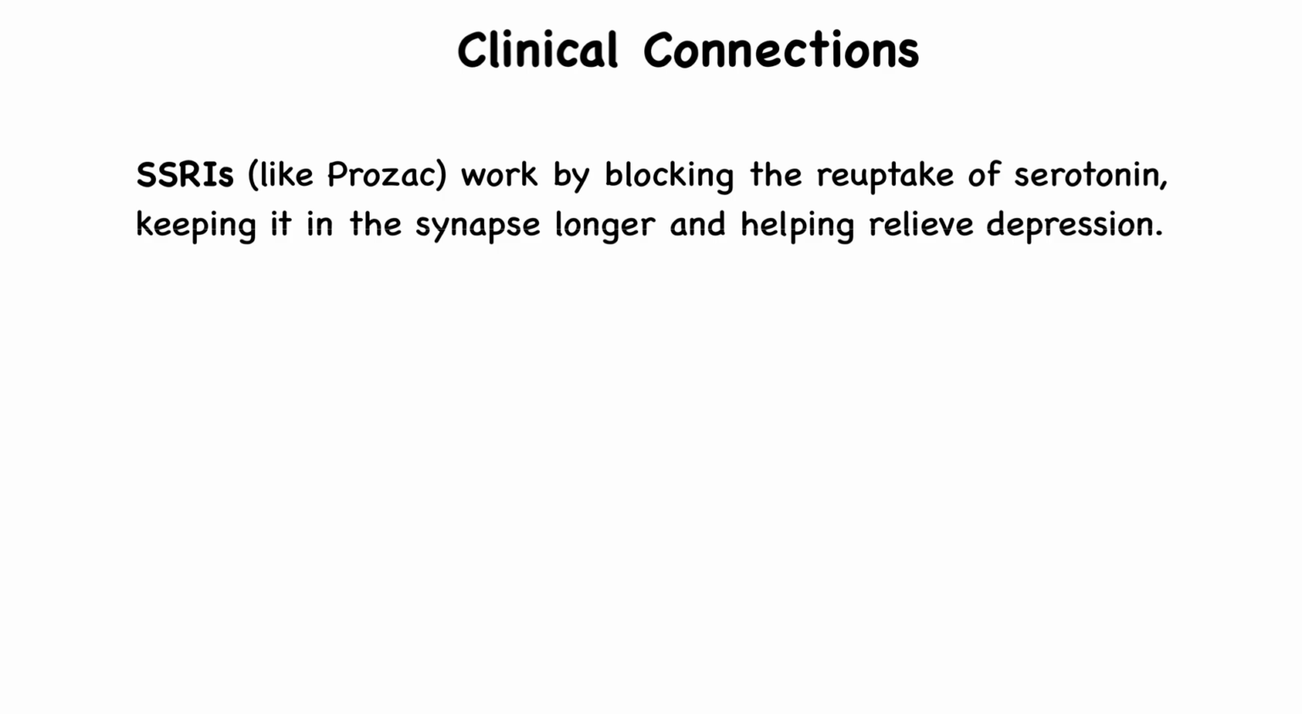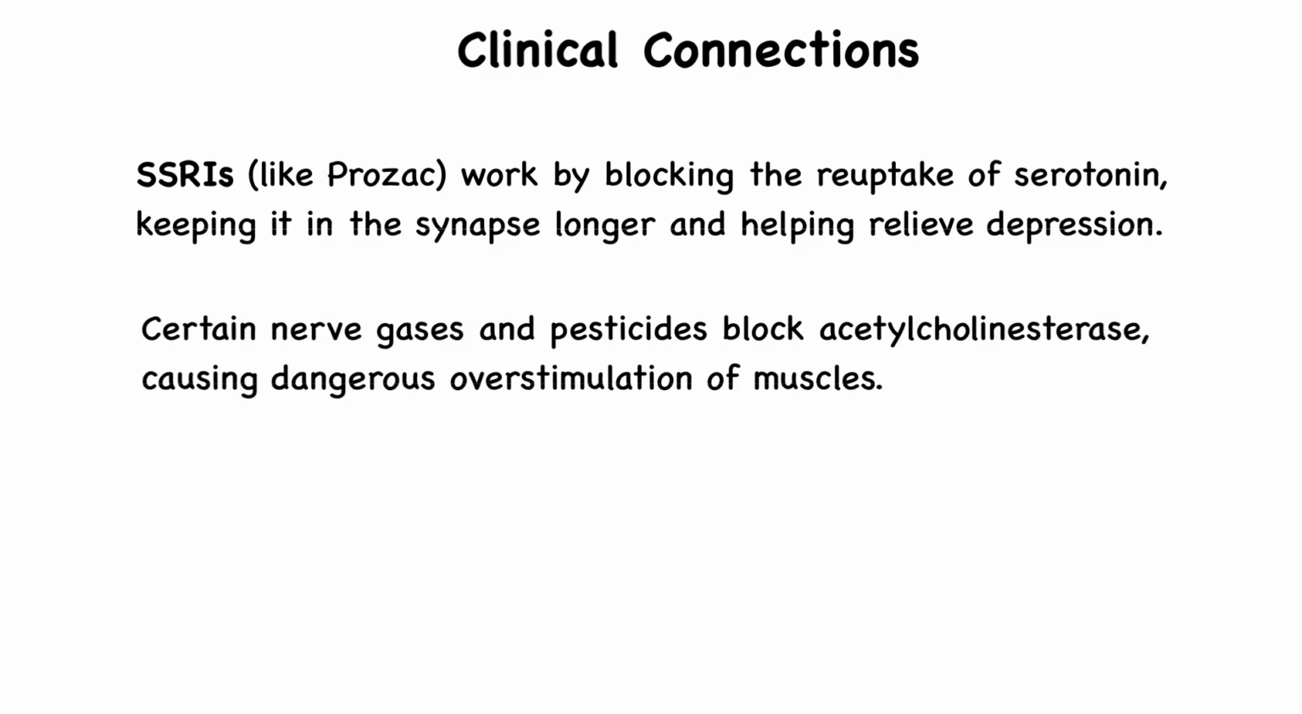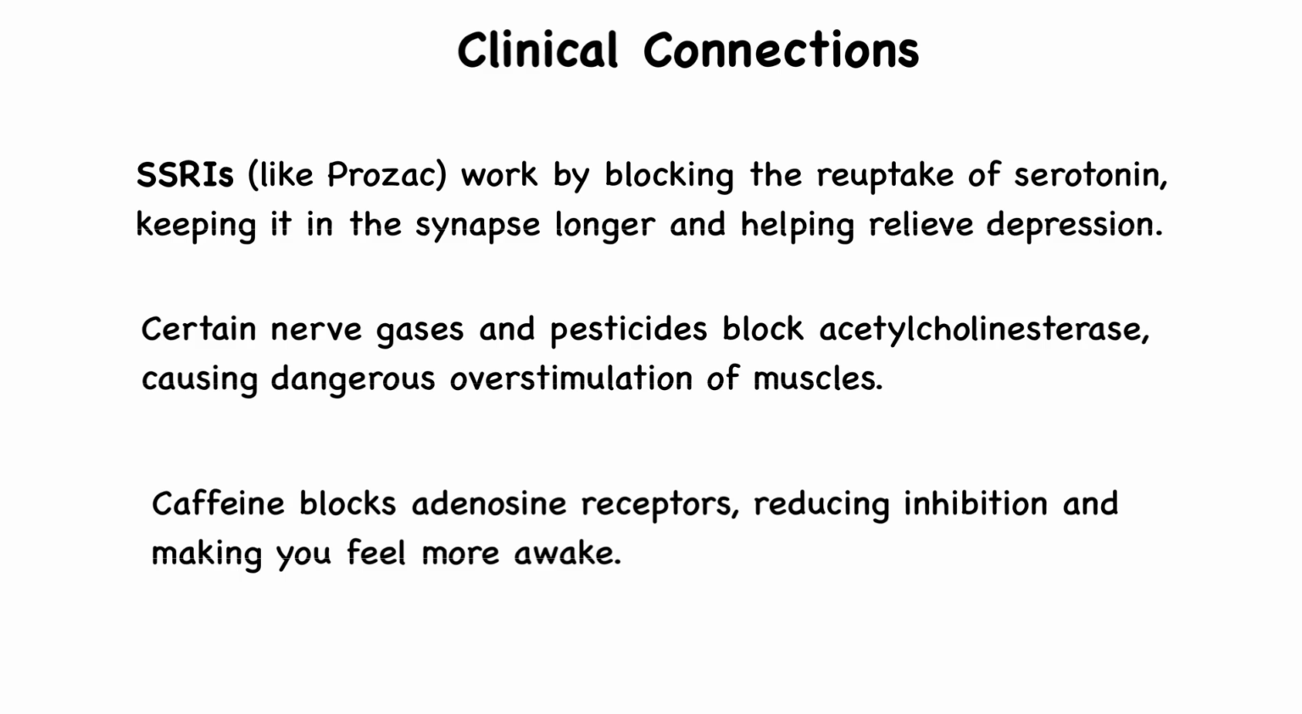Understanding synaptic transmission is connected to medicine, behavior, and everyday life. Many common drugs and neurological conditions act directly on these signaling pathways. For example, SSRIs like Prozac work by blocking the reuptake of serotonin, keeping it in the synapse longer and helping relieve depression. Certain nerve gases and pesticides block acetylcholine esterase, causing dangerous overstimulation of muscles. Caffeine blocks adenosine receptors, reducing inhibition and making you feel more awake.